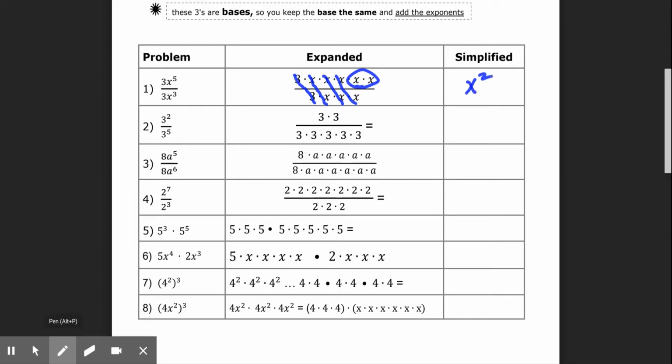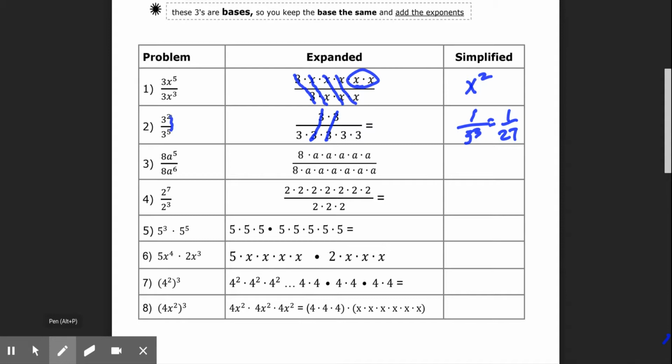Number 2, we have 3 squared divided by 3 to the fifth. So we have 2 3's on top, 5 3's on the bottom. We can cancel out a pair. So since everything cancels out in the numerator, that will be 1 over, and we have 3 cubed left in the denominator. Now, if we wanted to reduce that just a little bit more, 3 cubed is actually 27. So this would be 1 over 27. As a shortcut, you could also subtract 5 minus 2 and get 3. And so that's the 3 left over in the bottom.